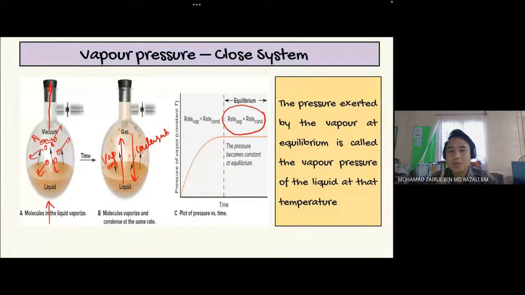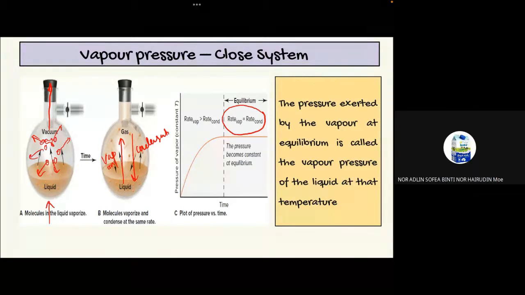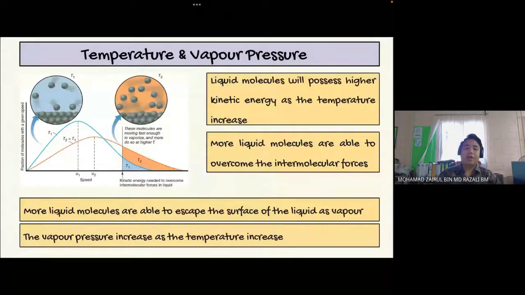Dynamic equilibrium awak jangan risau, ini kita akan belajar next chapter. Next chapter insya-Allah minggu depan kita akan masuk chapter chemical equilibrium. Okey tak ni vapor pressure? Okay. Now, vapor pressure ada few factor affect.